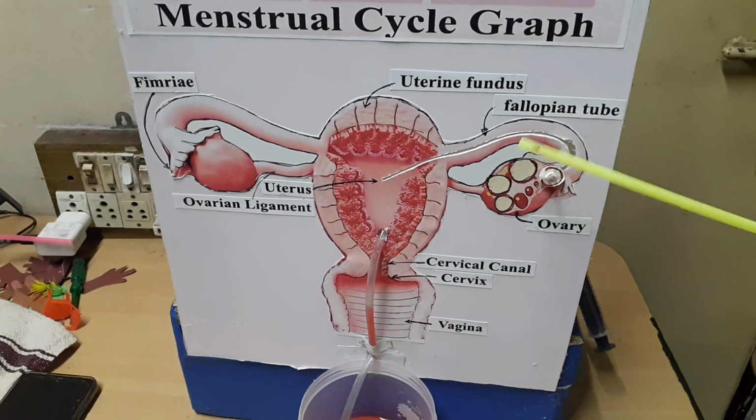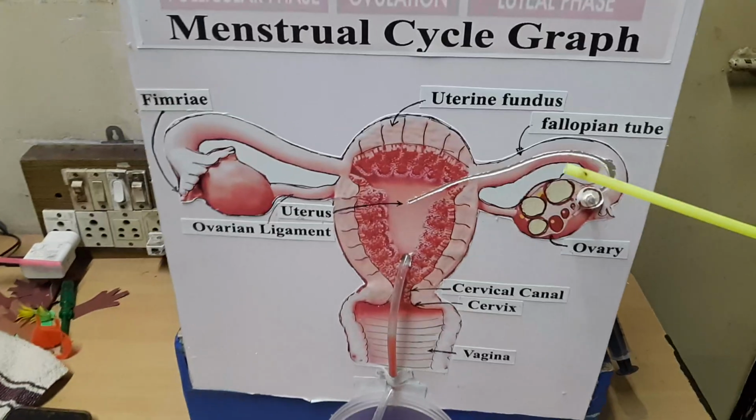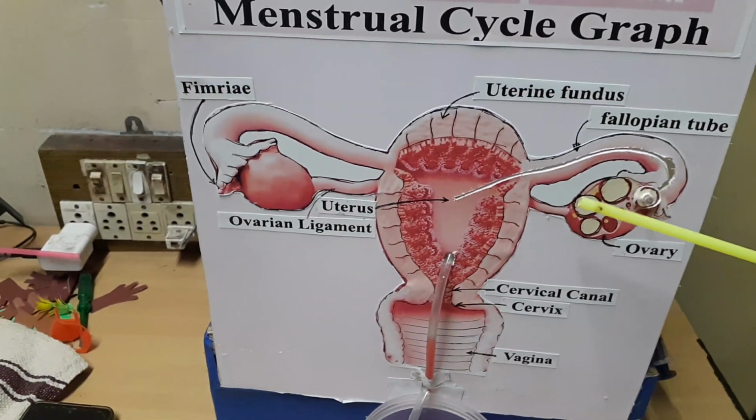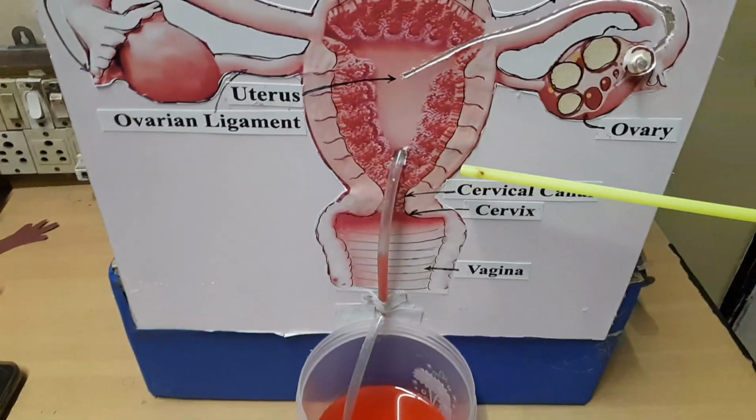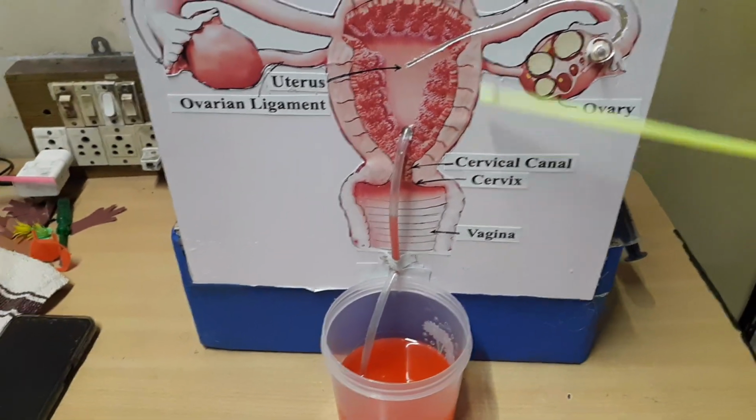If the egg is not fertilized, the egg breaks down and the hormonal changes signal the uterus to shed its lining, bringing it back to day 1 of the menstrual cycle.